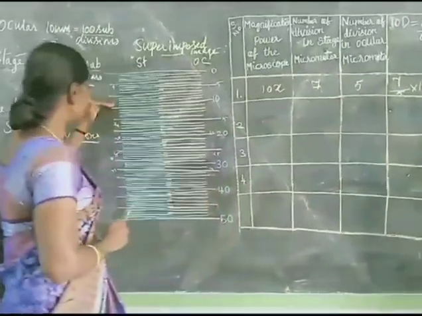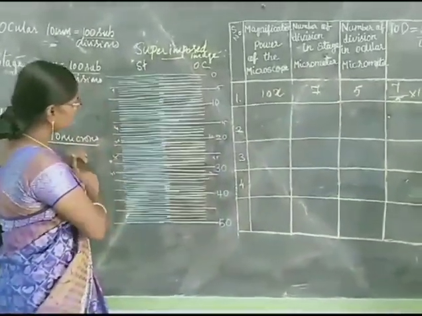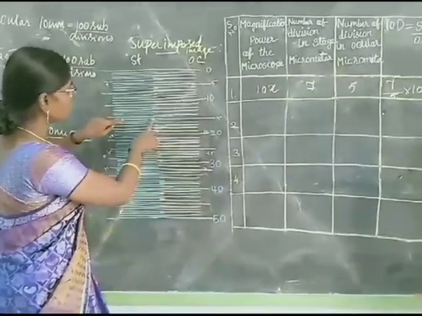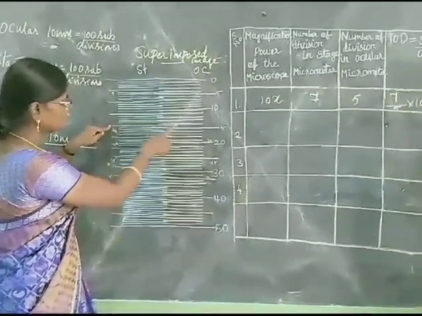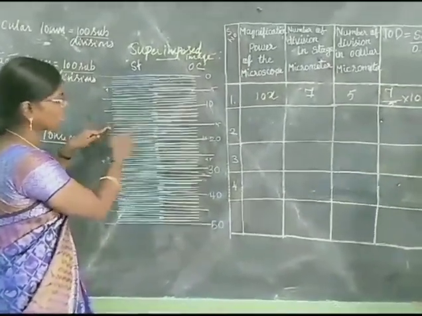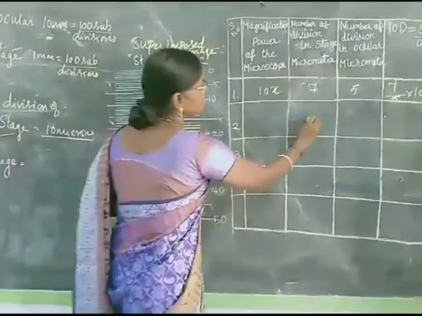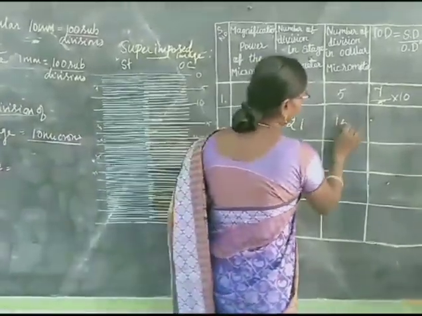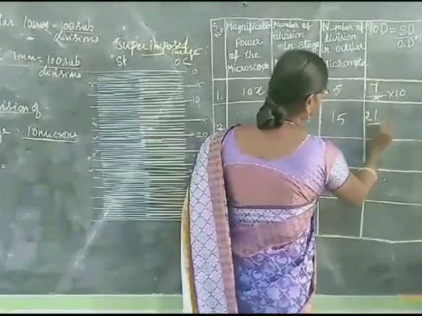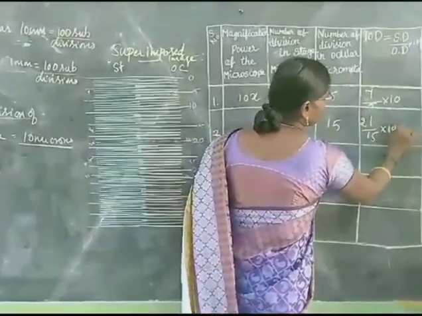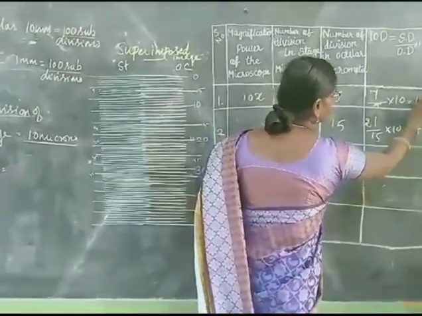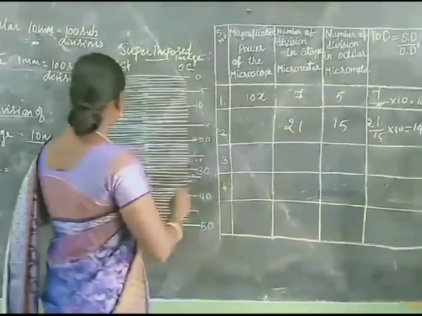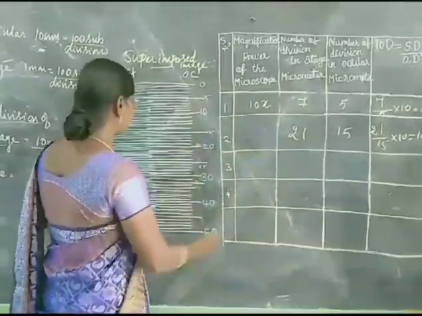Similarly, coming to the next reading, count the next value. The next superimposing point is the 20th line. So 21 and 15 is balancing. So 21 by 15 into 10 is equal to 14. Here also 14. Similarly, you need to calculate at least 5 values.